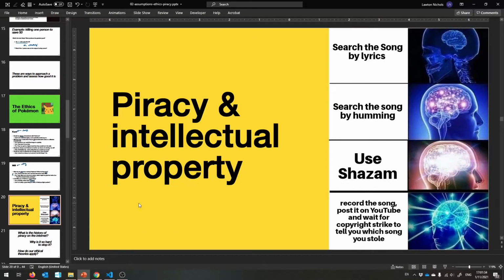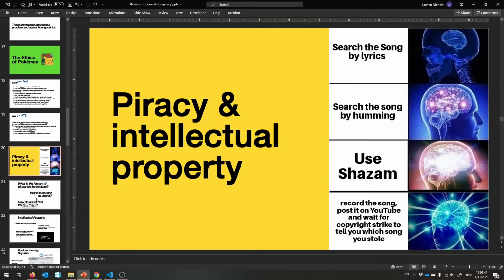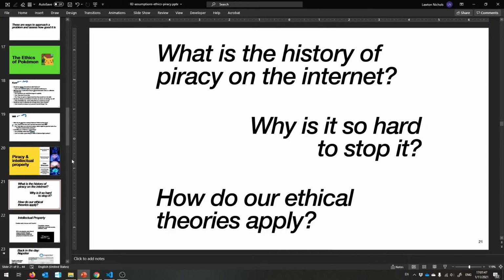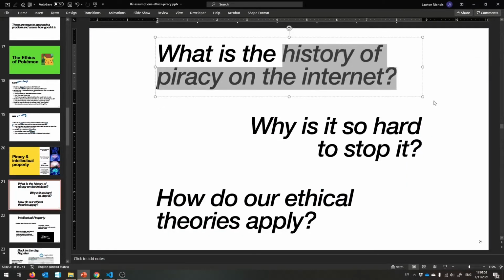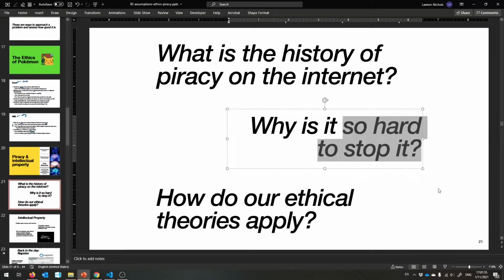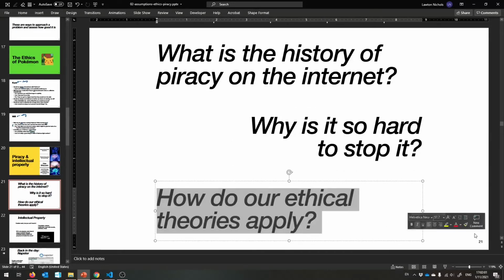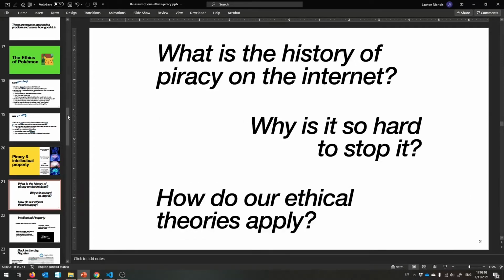So with that, let's apply these concepts to a real computer science thing, piracy, and along with it, intellectual property. Here are some questions that I will try and answer for you. We're going to talk about the history of piracy on the internet. Why in the world is it so hard to stop? Why does it keep happening if it's supposedly such a bad thing? And then how do our ethical theories that we've learned about now apply to piracy on the internet?